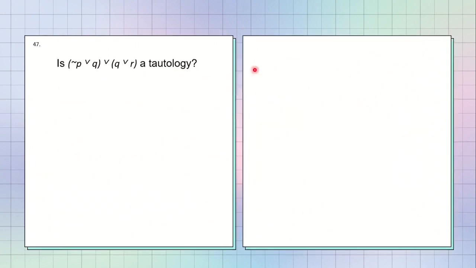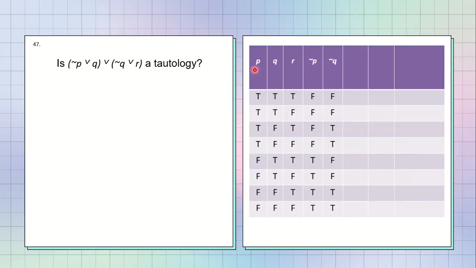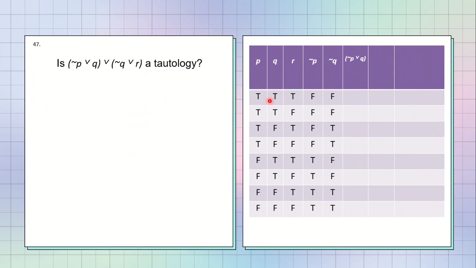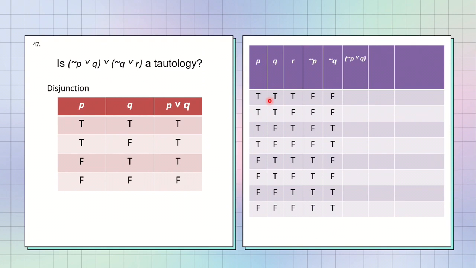This is the next example. So we have here the three propositions P, Q, and R. I already got the negations of P and Q, so we will be proceeding to the next, which is to get the values of not P or Q. And here is the truth table of disjunction. So the values are true, true, false, false, true, true, true, and true.